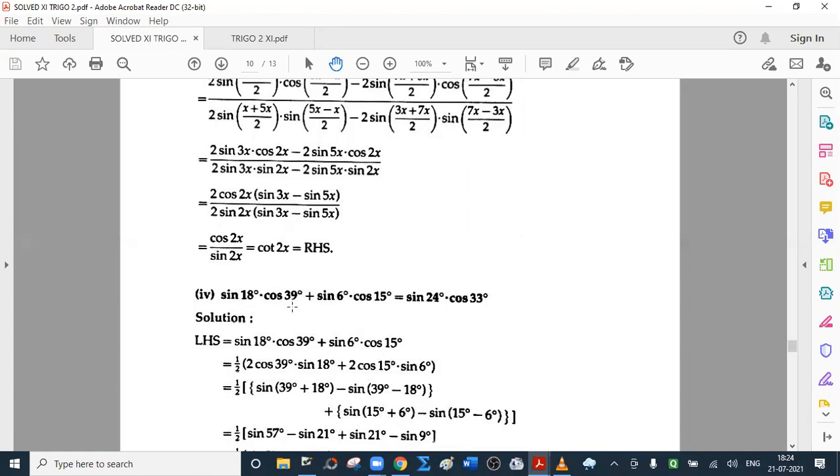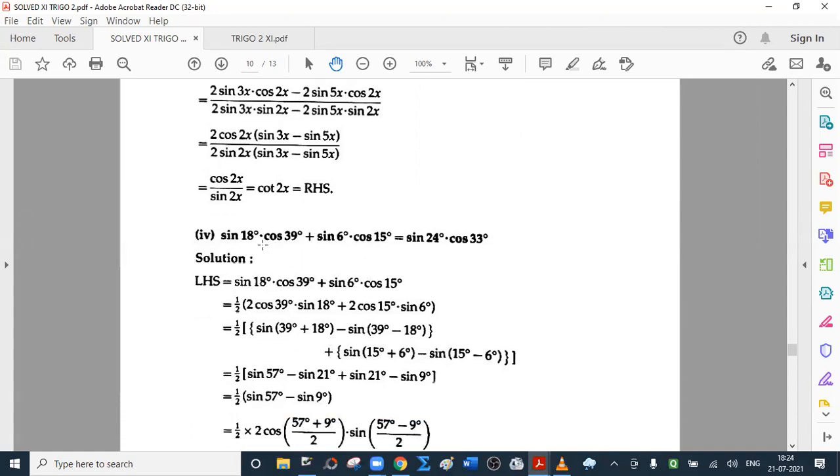Sin 18 cos 39 plus sin 6 cos 15 is sin 24 cos 33. Now the de facto formula is for 2 times. So I write this as half of 2 cos 39 sin 18 plus 2 cos 15 sin 6. Now 2 cos A sin B is sin of A plus B. Now don't say, sir, we cannot see A and B here. A means the first angle, see the cursor, B means the second angle. So 2 cos A sin B is sin of A plus B minus sin of A minus B.